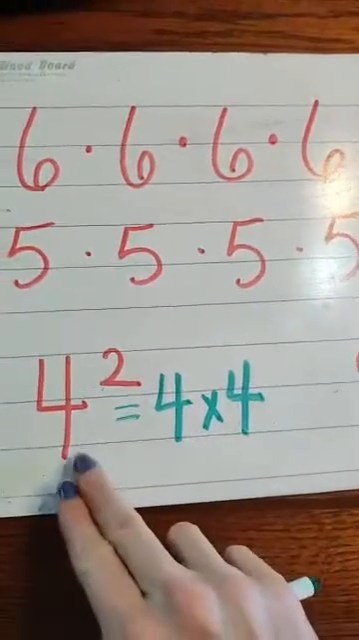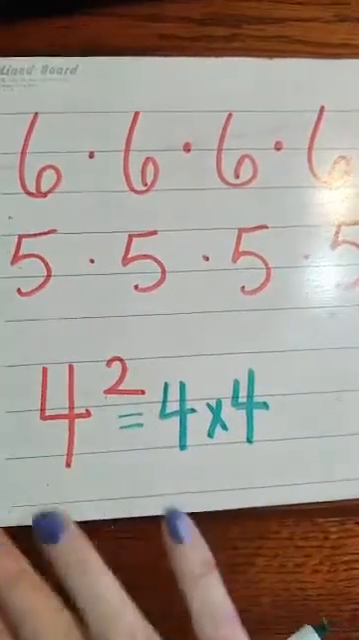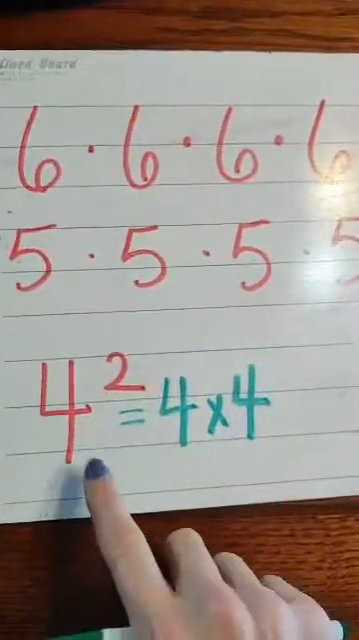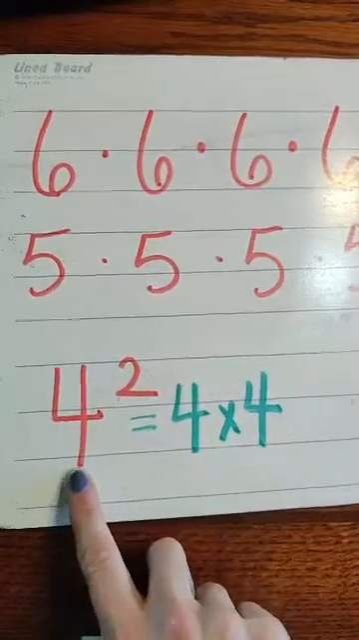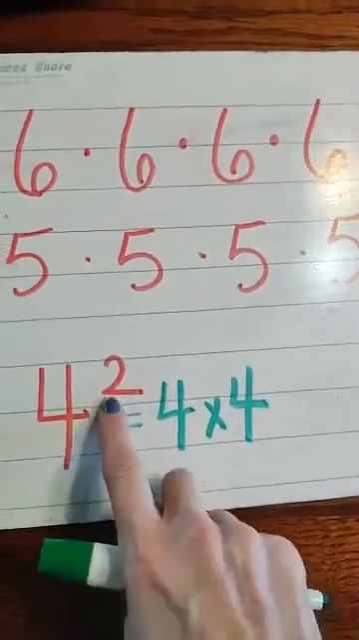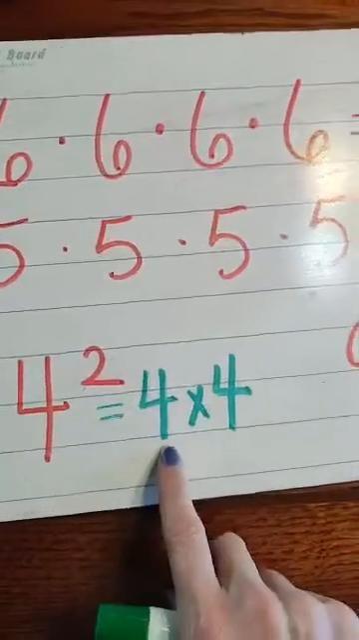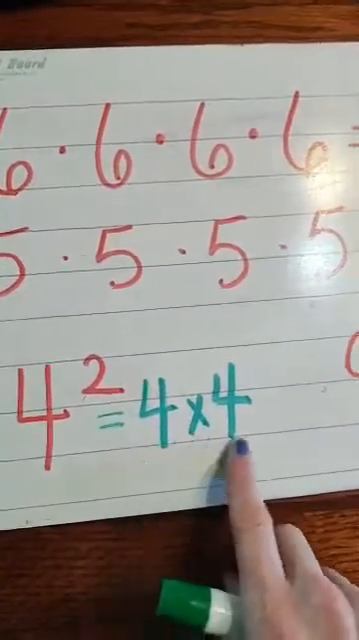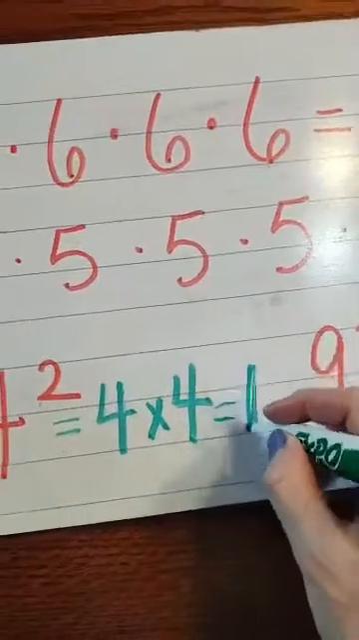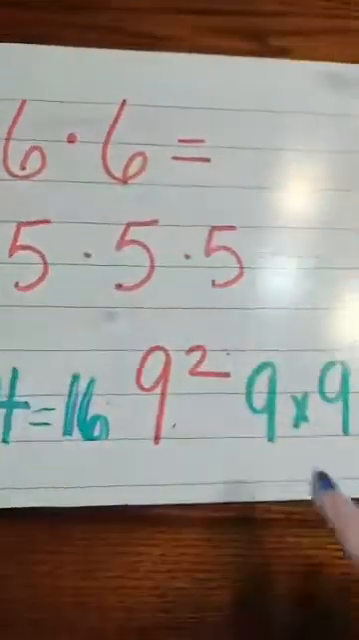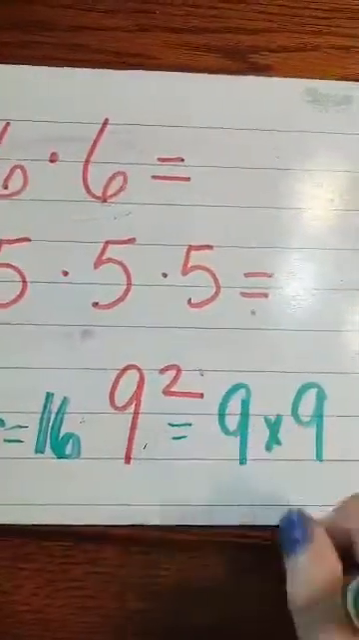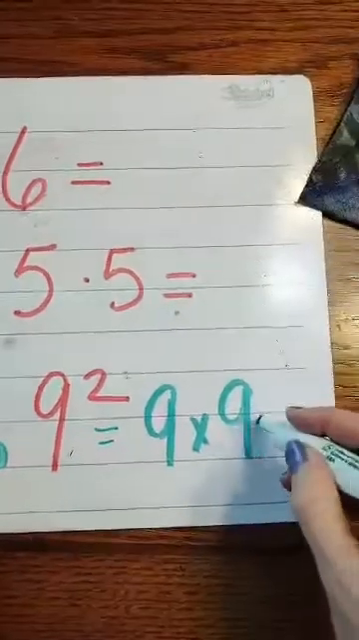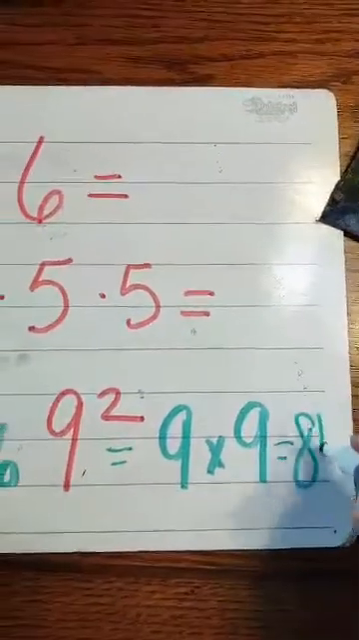A lot of kids run into the trouble of taking 4 times 2. That's not what we said to do. It's the base number times itself as many times as the exponent. In this case it's a 2, so we would put 4 there 2 times and multiply them. 4 times 4 is equal to 16. 9 squared is the same as 9 times 9, which is equal to 81.